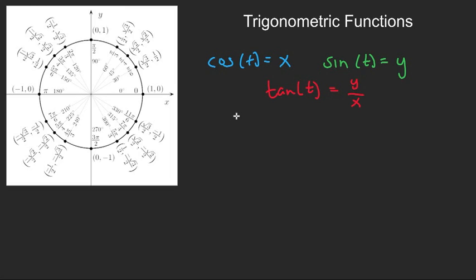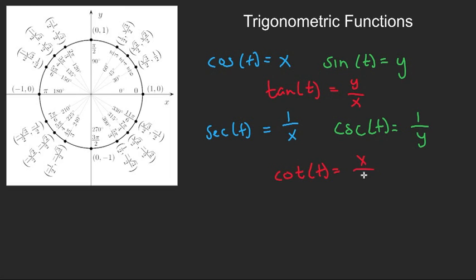The reciprocal of cosine is secant. So secant t is equal to 1 over x. For sine, the reciprocal is cosecant. So cosecant t equals 1 over y. And finally, the reciprocal for tangent is cotangent. So cotangent t equals x over y. Okay, so in the next slide, we're going to apply some of these.